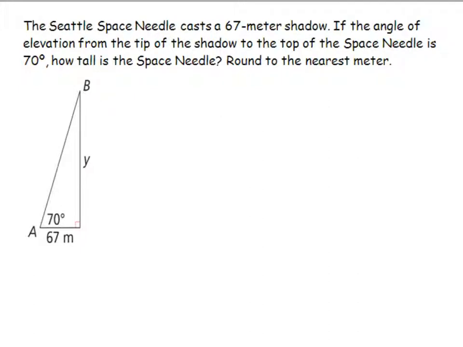So let's go ahead and apply the angle of elevation to our problem here regarding the Seattle Space Needle. They're telling us that the Seattle Space Needle casts a 67-meter shadow, and the angle of elevation from the tip of the shadow to the top of the Space Needle is 70 degrees. Imagine it this way. If I was standing here at the tip of my shadow and I looked all the way up to the top of the Space Needle, that angle of elevation is going to be 70 degrees. What we need to do now is find out how tall our Space Needle actually is.